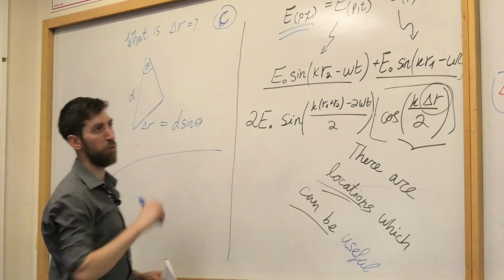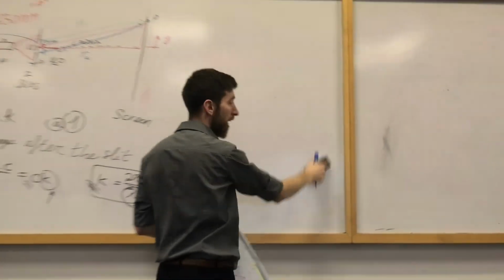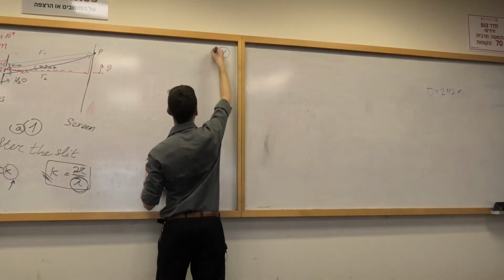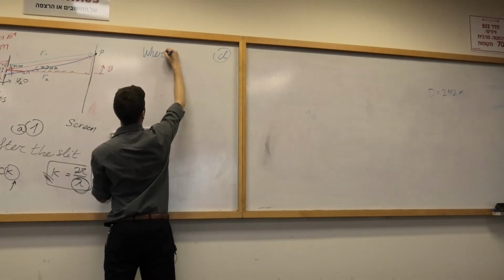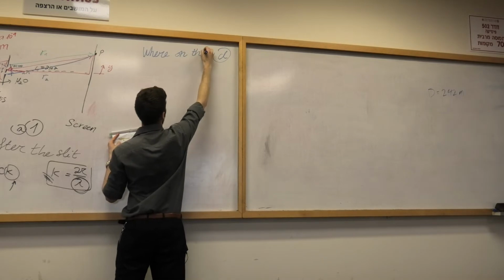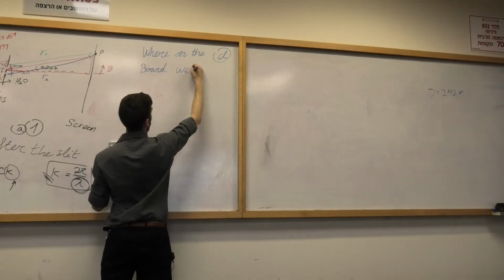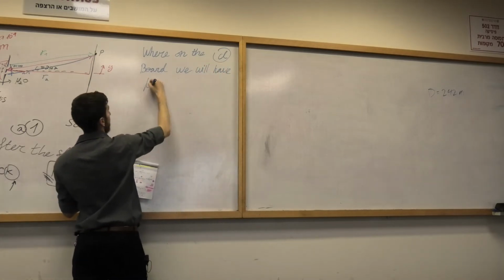Great. So I'm going to move to that side of the board. Now I want to ask you about these interesting locations. So we are in section D. Where are the maxima? Where on the board will we have maxima?